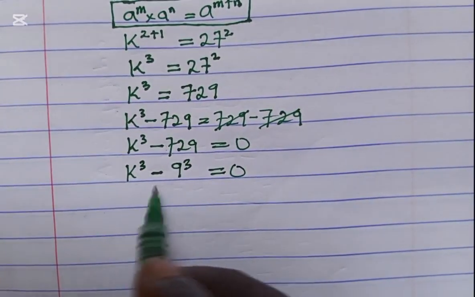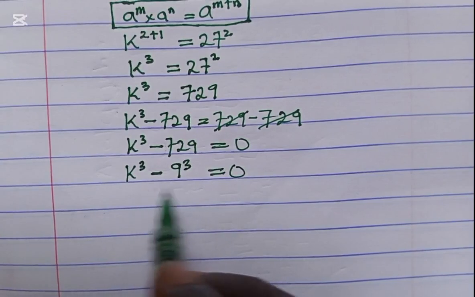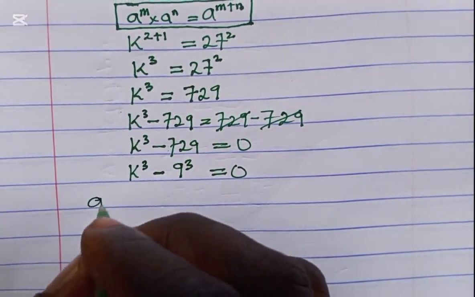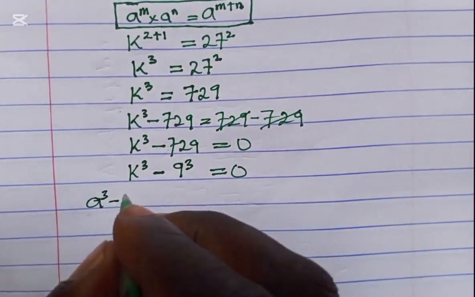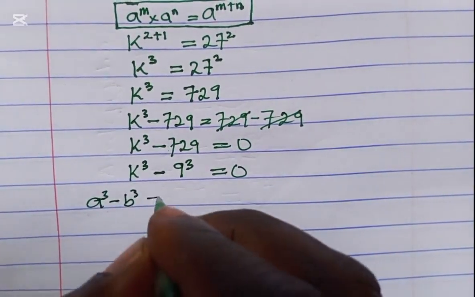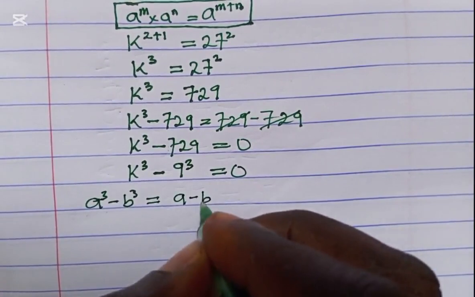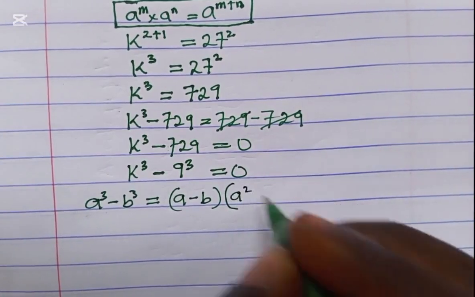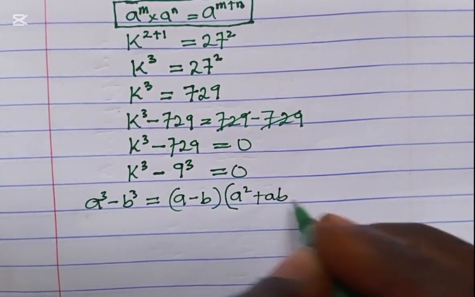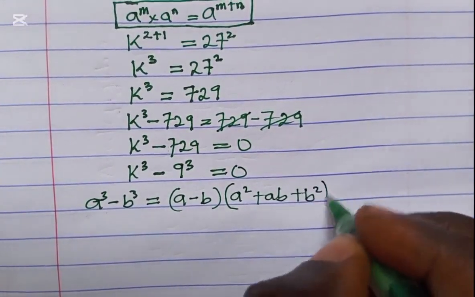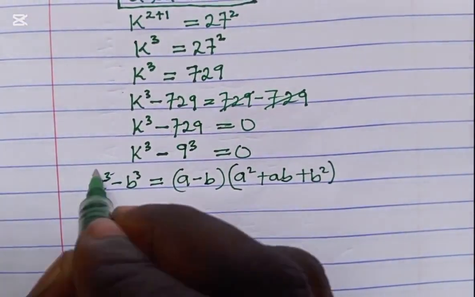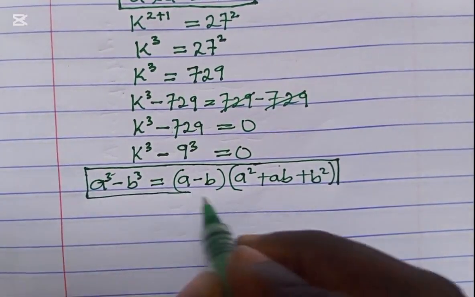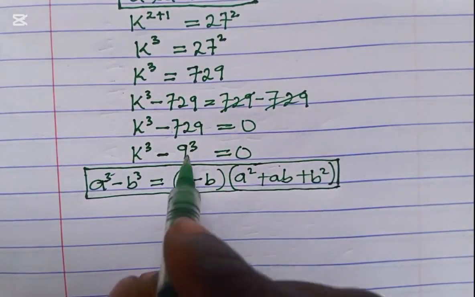Okay, so when we look at this now, we have the difference of 2 cubes, and there is a rule that says if we have a raised to the power of 3 minus b raised to the power of 3, that is the difference of 2 cubes, it is going to give us a minus b, open and close bracket, into a squared plus ab plus b squared. So this rule here is what we are going to apply now. We apply this rule here.